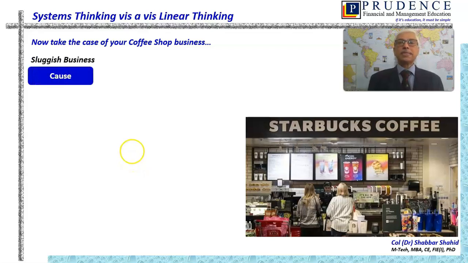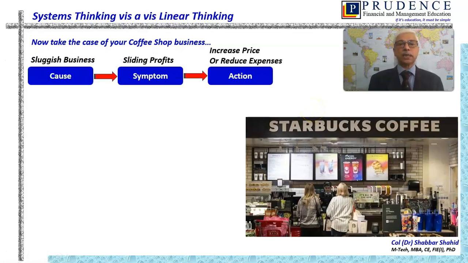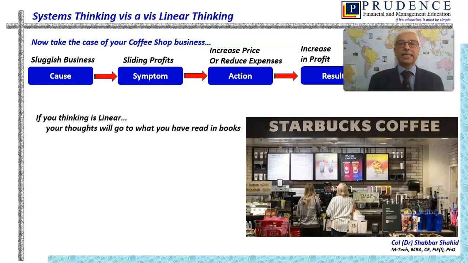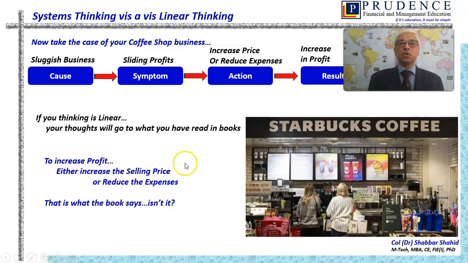Okay. Your business may be running sluggish. That may be a cause which is giving you some symptoms in the form of sliding profits. Your profits are reducing. So logically, you think either of increasing the price or reducing your expenses in the shop. And the result that you expect is an increase in the profit. Alright. Now, if your thinking is linear, then your thoughts will go to what you have read in the books. You will not try to analyze. You have read in the books that to increase the profit, either you have to increase the selling price or reduce the expenses. That is what you read in the books, isn't it?